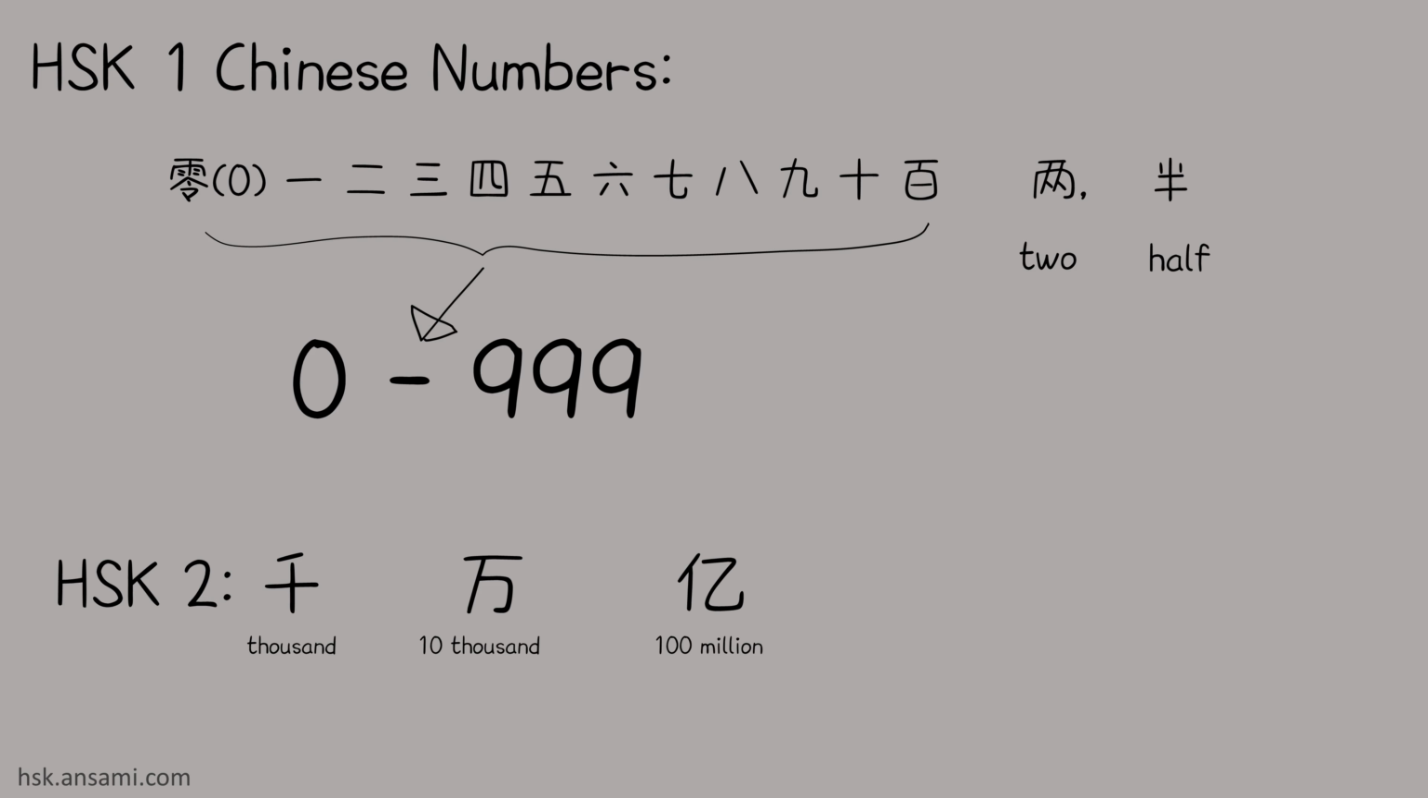There are 12 words about numbers in new HSK1. With these 12 numbers, you can form Chinese numbers from 0 to 999. We will cover how to form these numbers in the following section. We will also cover 2 number-related words 2半 in this video. The other Chinese numbers words 千万亿 are not covered until HSK2.